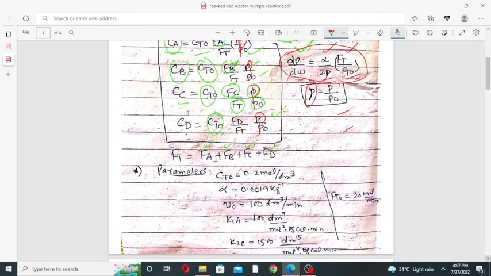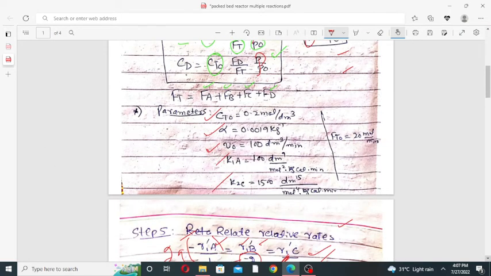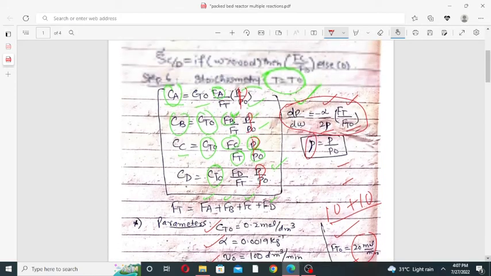Now the parameters are given to us. Ct0 value is given to us. Volumetric flow rate is given to us. Rate constant values are given to us, and the initial flow rate is given to us. The feed is equimolar, and the molar flow rate of component A was 10. The molar flow rate of component B was also 10 mole per minute. So 10 plus 10, 20 mole per minute is the Ft0 value.